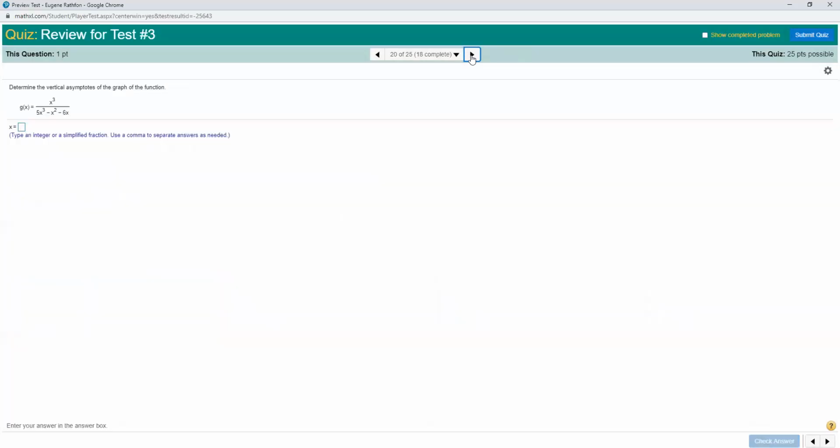All right, what's next? 20, you got to actually do. So 20 was determine the vertical asymptote. So we got g of x equals x to the third over 5x to the third minus x squared minus 6x. So if you notice the top, you got single variable x's. So what we need to do is play with this bottom and see what factors we get out of it. To factor the bottom, since they all have an x, you would factor out an x. That would leave a 5x squared minus x minus 6.